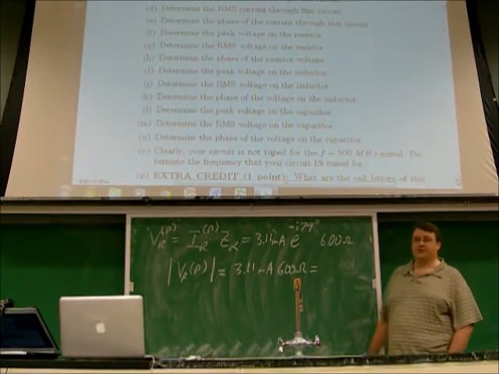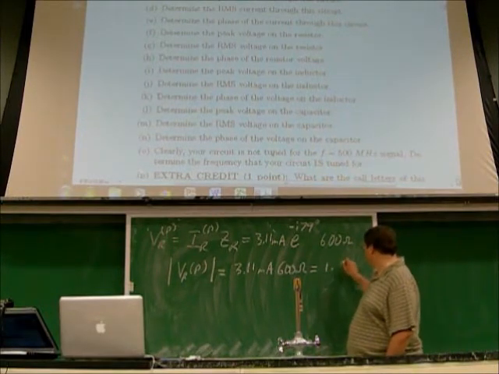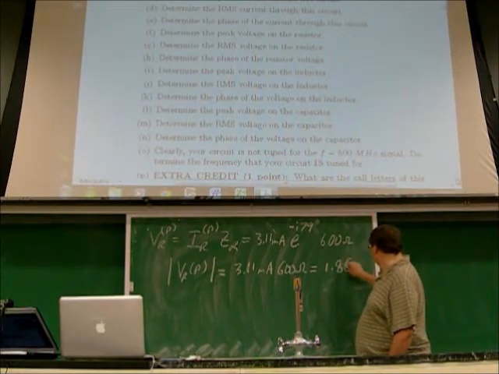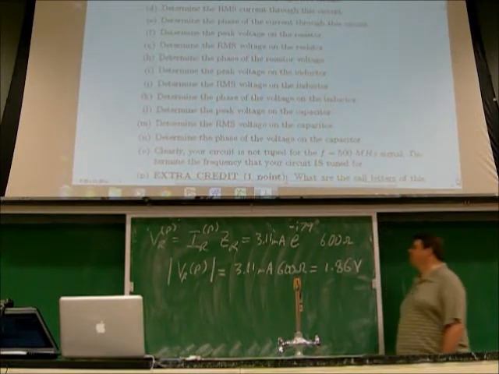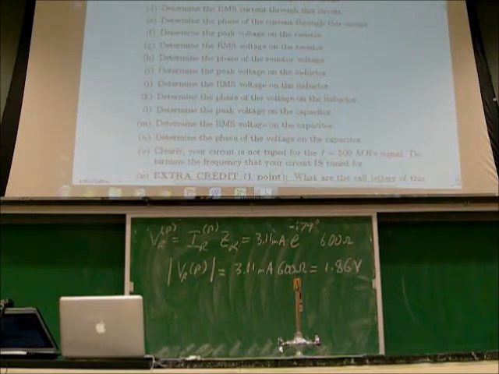So what do I get from this? 1.86. Power supply is 10. Resistor only gets 1.86. Make sense? Yep. Makes sense.